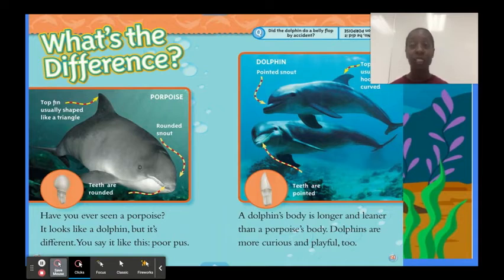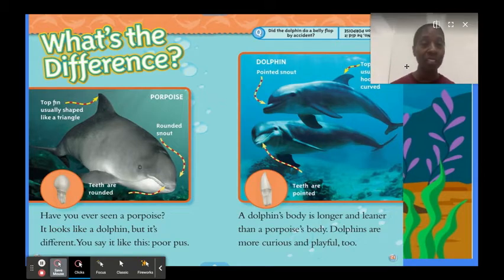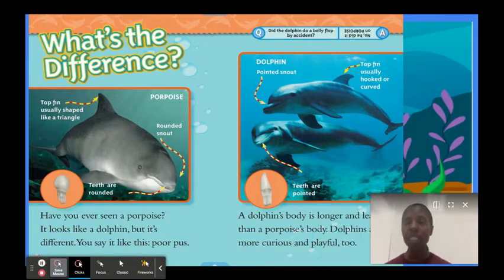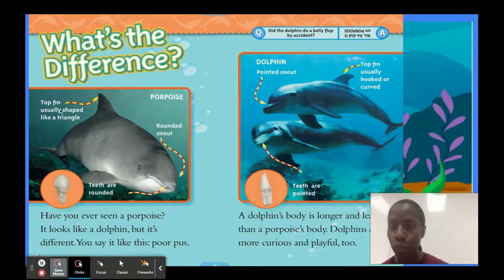So now we're reading about what's the difference. Are we reading the whole page? No, no, no. We are reading labels and captions. And I'm going to just move myself down so we can read it all. Okay? So let's look at this caption. Top fin usually shaped like a triangle. Porpoise, rounded snout. Teeth are rounded, and they show us a picture of the tooth.